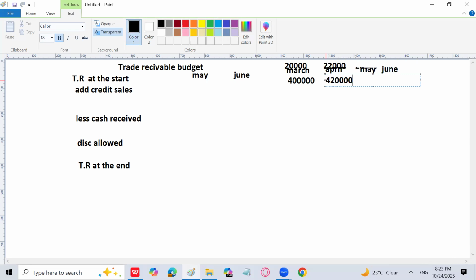Then again, there is going to be an increase of 10%. This is going to be 2,200. 22,000 into 10% is 2,200, so it will become 24,200. Sorry, that is the May units sold.